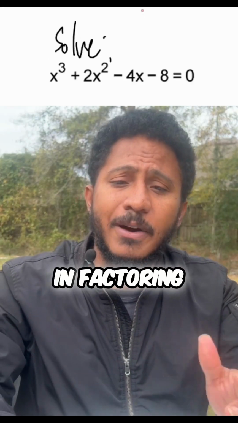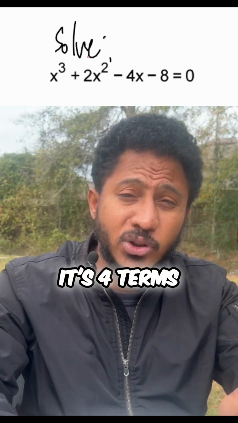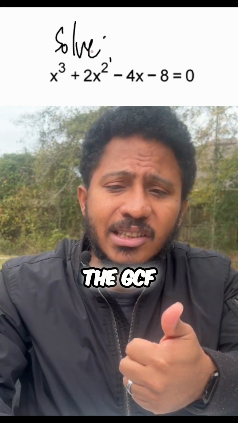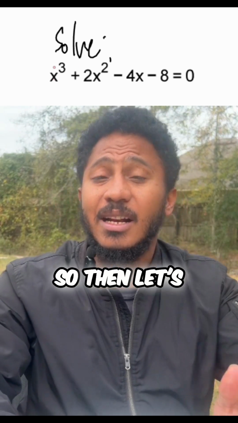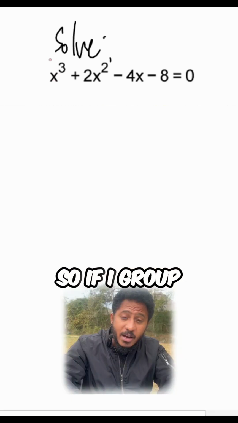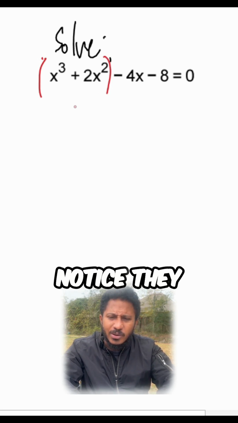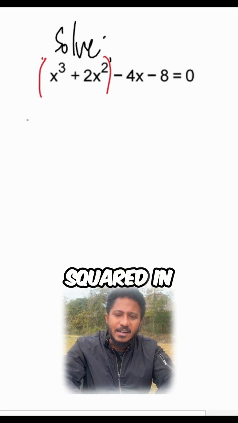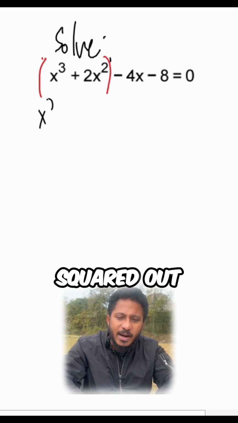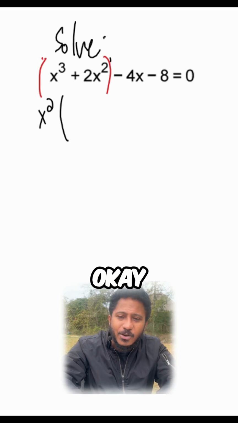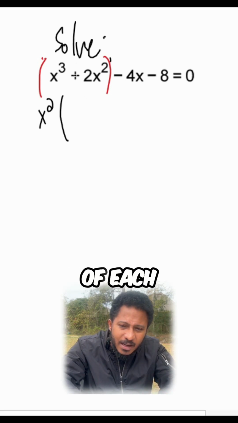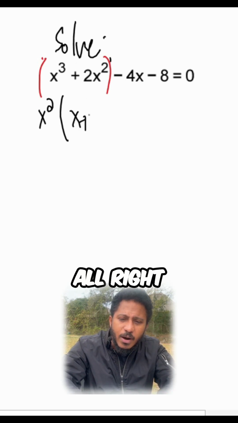Now, in factoring this one, it's 4 terms, so we try to factor out the GCF, but the GCF here is 1. So then let's try factoring by grouping. If I group these two, what's their GCF? What do they have in common? Well, notice they both have an x squared in common. If I take an x squared out of each, what's left? x plus 2.